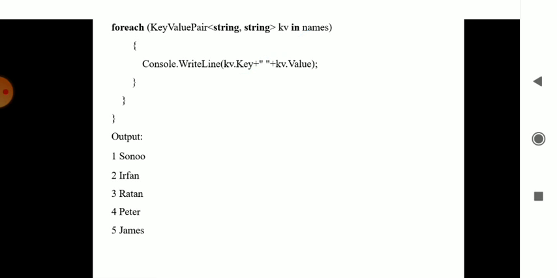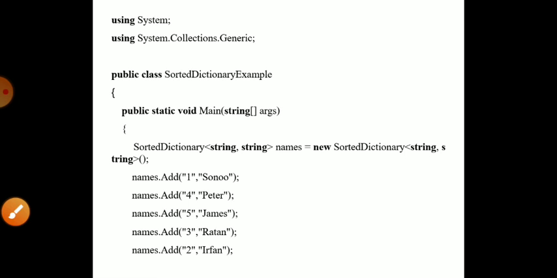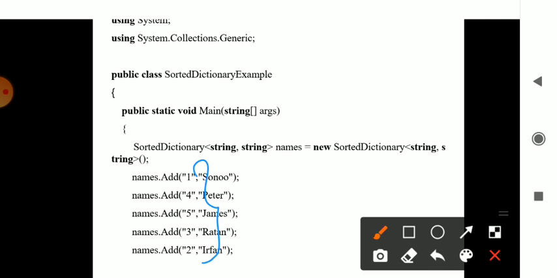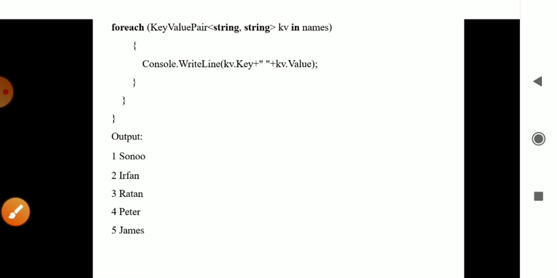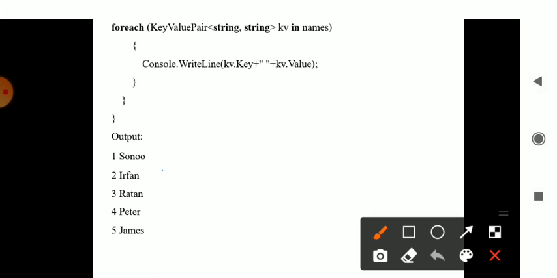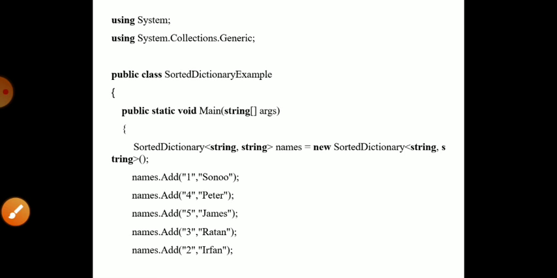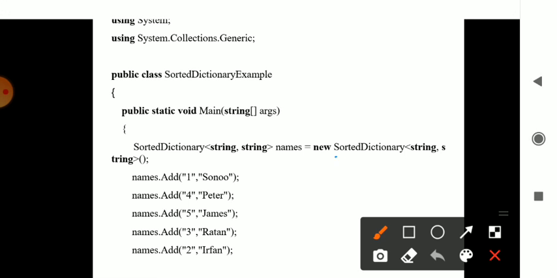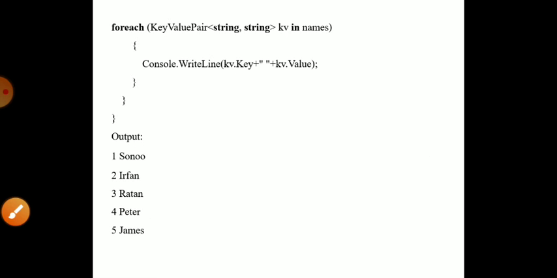You can check the index part, the keys are ordered in a different way: 1, 4, 5, 3, 2. But in the output you can check that it is sorted and printed. First is Sonu, then Irfan, then Ratan, then Peter and James. Okay, 1 is Sonu, 2 is Irfan, 3 is Ratan, 4 is Peter and 5 is James. Like that it will be printed on the screen.